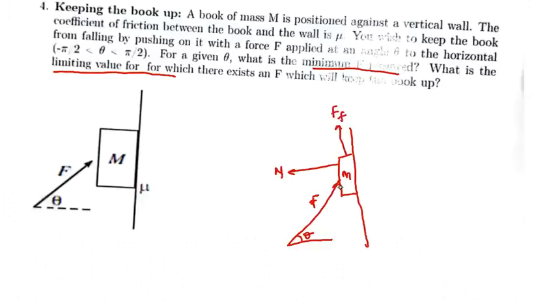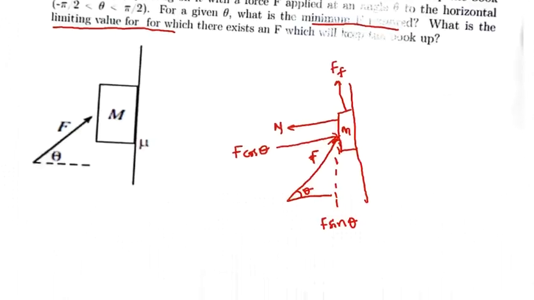Okay, let's try to resolve this along both the vertical and horizontal components. The vertical component will be equal to F sine theta, and the horizontal component will be F cos theta.